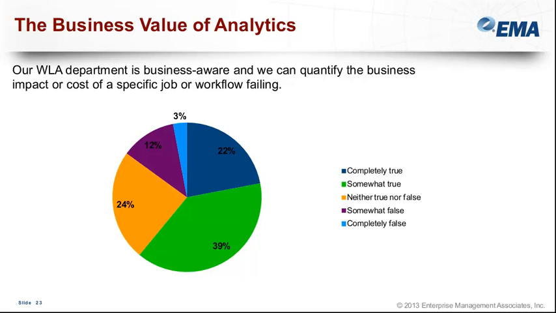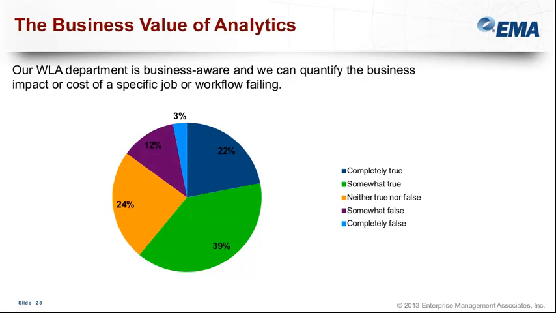Okay, now let's take a look at analytics, which is a tool that helps the organization manage this complexity more easily. And this was kind of the opening question from our study project. You can see that 22% of companies believe that their workload automation department is absolutely business aware. Another 39% believe that the workload automation department is kind of business aware, and the rest is not really all that optimistic about workload automation guys knowing anything about the business.